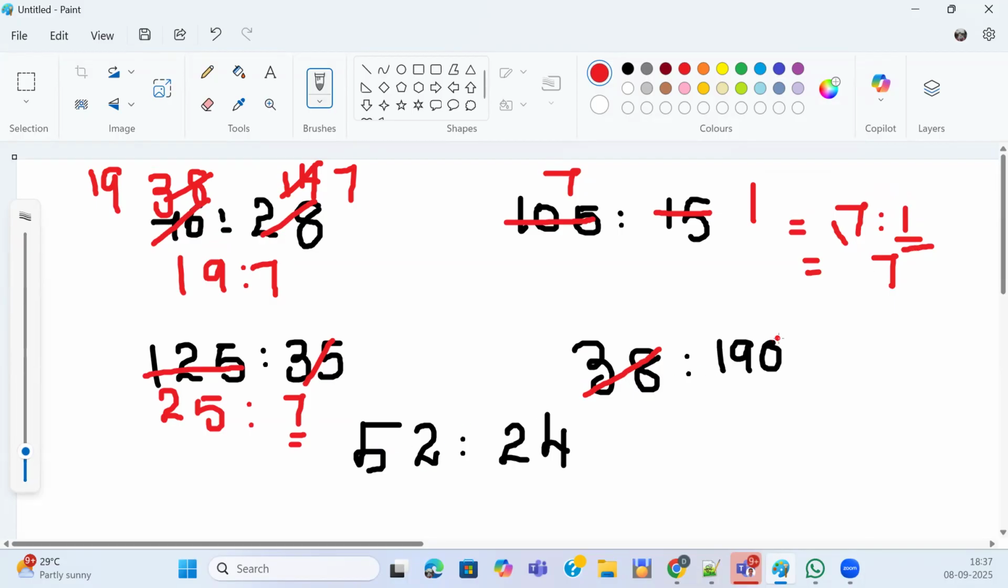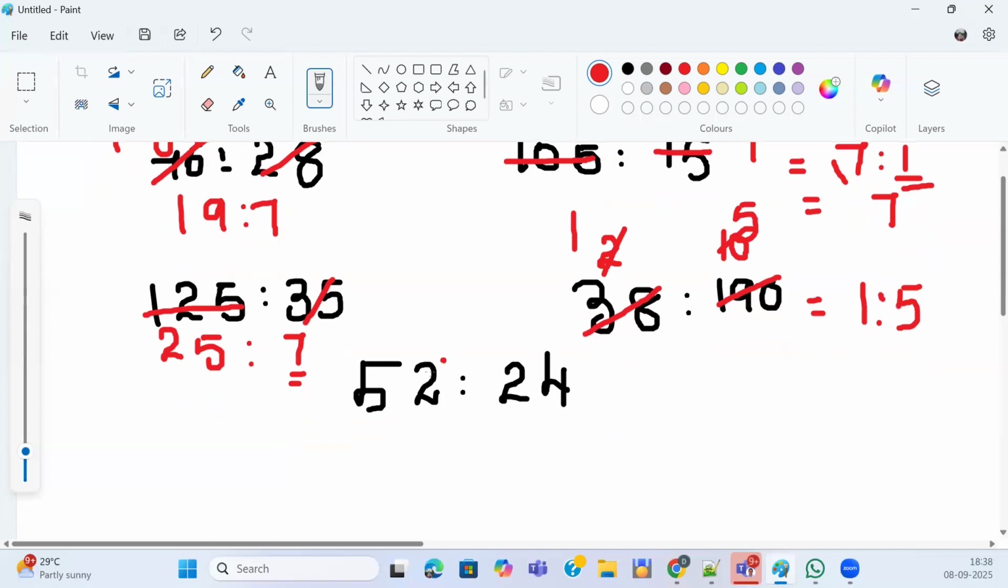Right. So I hope everyone knows the 19 table, right? 19 tens are 190. 19 twos are 38. Again, 2 ones are 2, 2 fives are 10. So the answer is 1 is to 5. Are you clear, everyone? Understood?